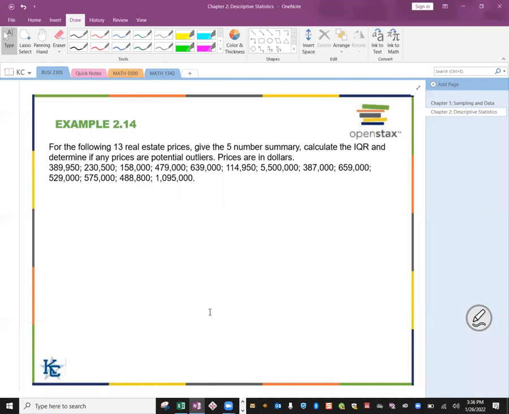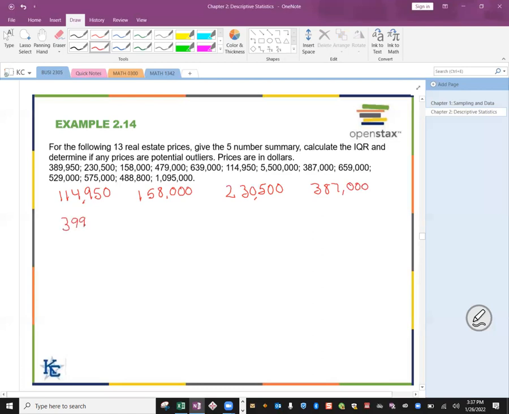If we're doing this by hand, we want to order our data. So I'm going to order our data. So our smallest value is 114,950. The next value is 158,000. Then we have 230,500. I'm sorry, I read that wrong at first. Then 387,000. Then we have 389,950. We have 479,000.